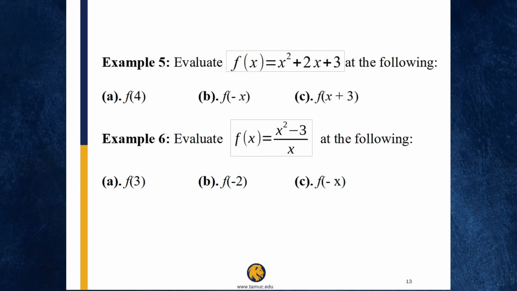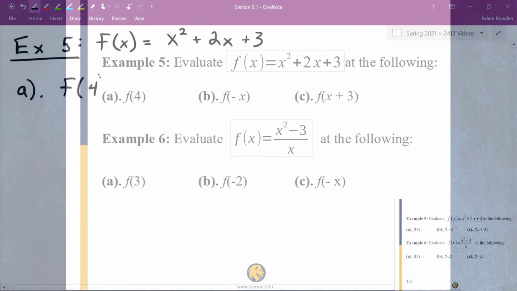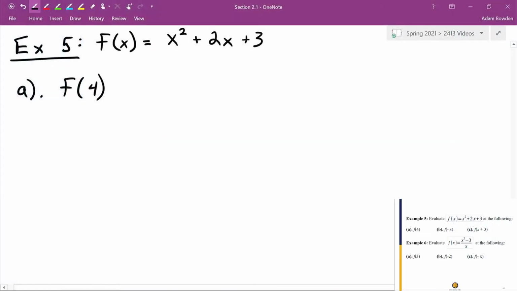Now for example 5, we're going to go a little bit further into the algebra of plugging stuff into functions. Here we're going to plug in some numbers, and we're also going to plug in some expressions into the functions and then run through simplifying them and working through the algebra and so forth. So the first function we're going to look at is f of x equals x squared plus 2x plus 3.